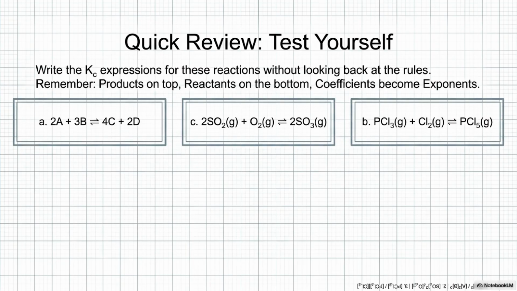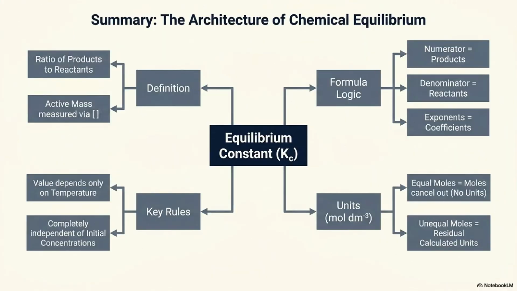Let's try another one. 4x goes to 2y plus 3z. Products are y and z. Coefficient 2 for y becomes y squared. Coefficient 3 for z becomes z cubed. Numerator, y squared times z cubed. Reactant is just x, but it has a coefficient of 4, so the denominator is just x to the 4th. Full blueprint. Kc equals y squared times z cubed over x to the 4th.